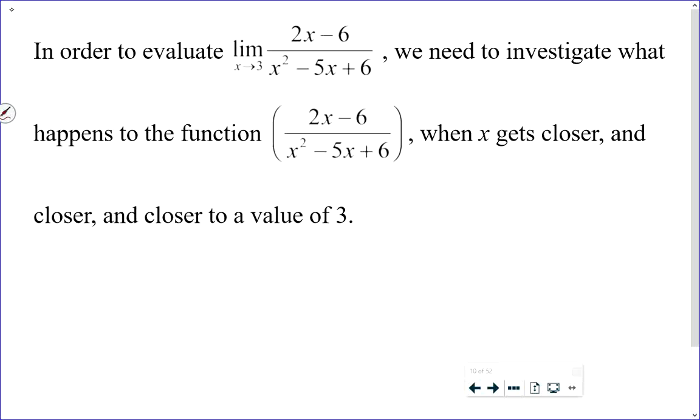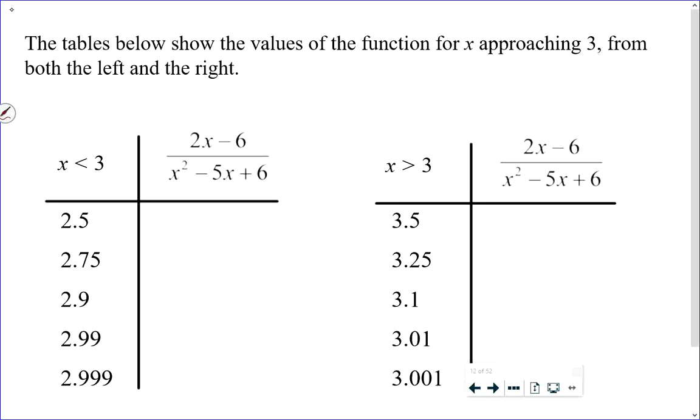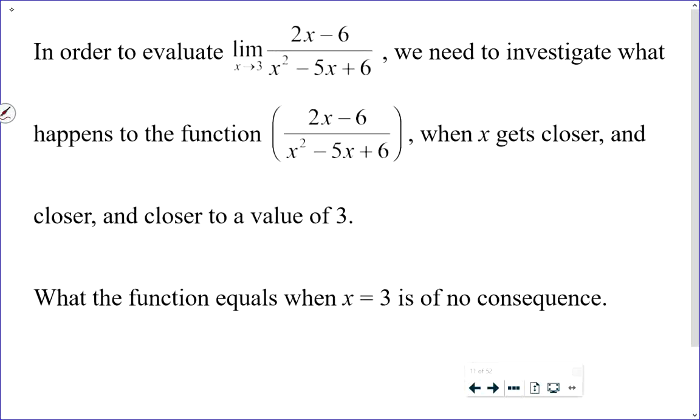In order to evaluate this expression, we need to investigate what happens to the function when x gets closer and closer and closer to a value of 3. Incidentally, what the function happens to be equal to when x is 3, we don't particularly care about. In fact, in this particular function, if you go to put 3 in for x, you're going to get an error because you're going to be dividing by 0. So we're not interested in x equals 3. We're interested in close to x equals 3.